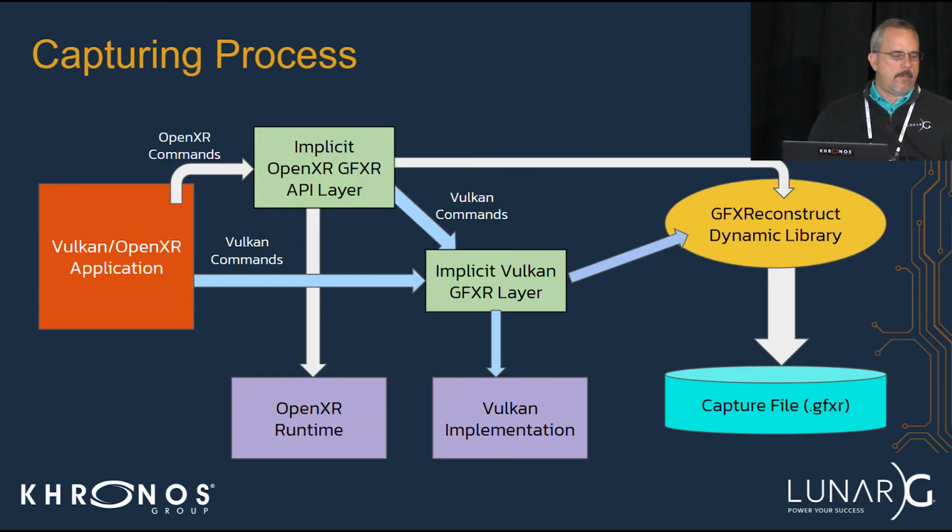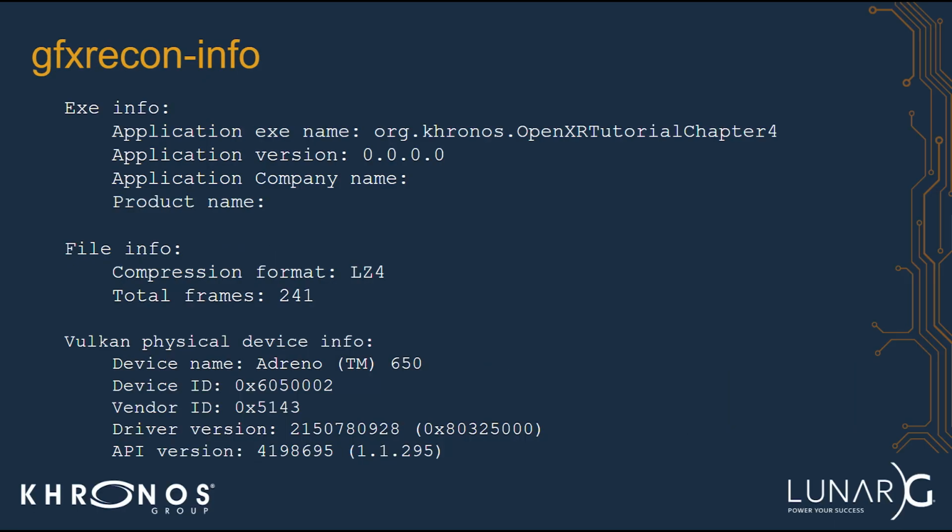So roughly, this is how graphics reconstruct works. We're running really fast on time, so I'll try to talk fast. Basically, the OpenXR content is captured through an OpenXR API layer. The Vulkan content is captured through the Vulkan implicit layer. We still pass everything down to the implementation and runtime, and meanwhile, we're recording it to a binary capture file. Pretty straightforward.